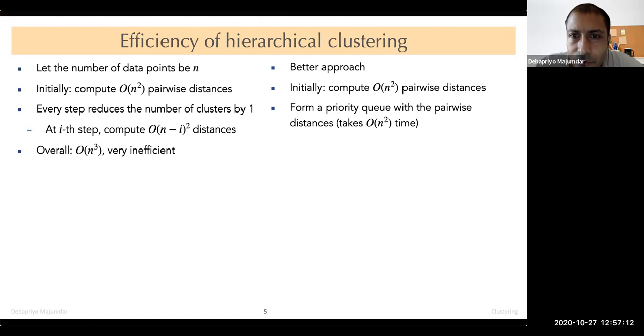And then we form a priority queue with the pairwise distances. Because there are order n square distances, we form the priority queue in a heap maybe. Okay, you have all done that. It will take order n square time.